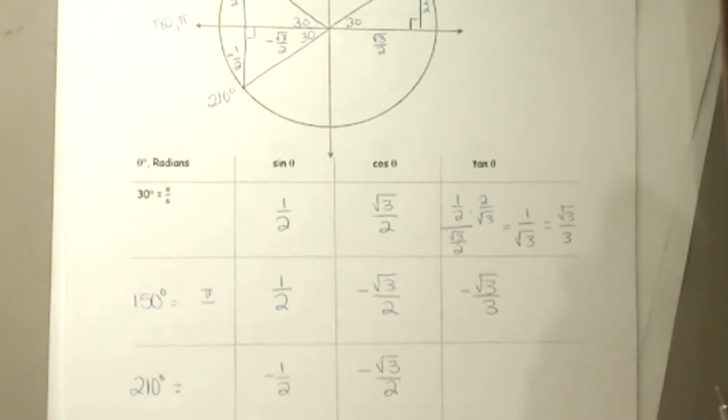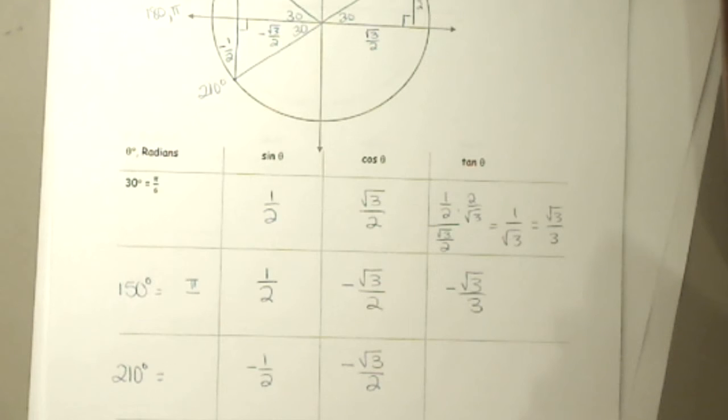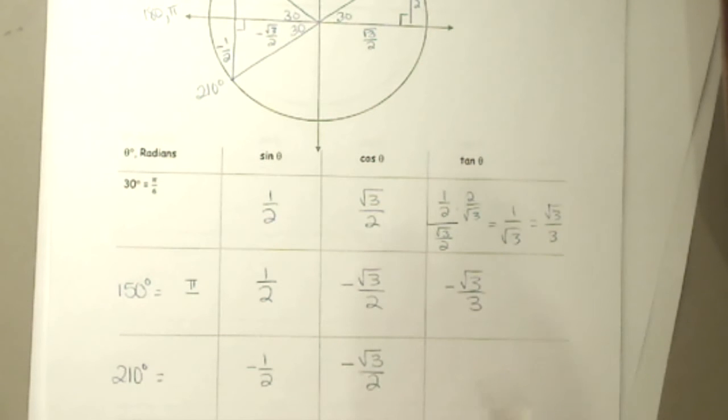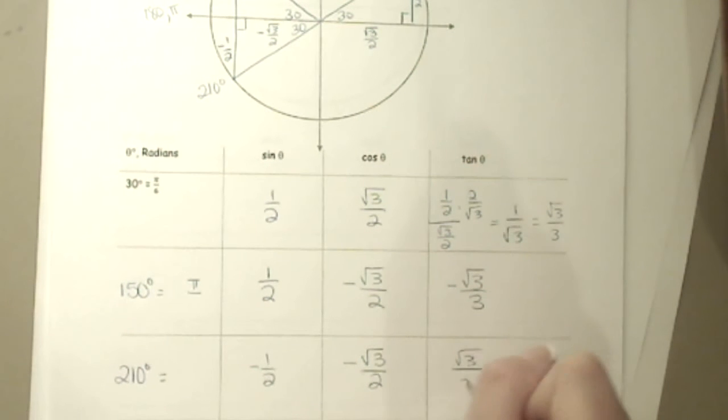And then our tangent this time, you might have predicted, is going to be positive because we're doing a negative divided by a negative. So it's still square root of 3 over 3. And this time it's positive.